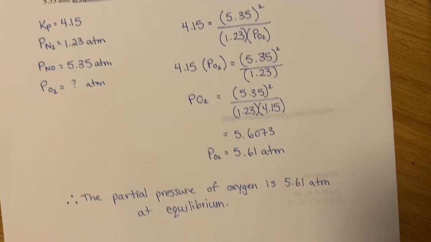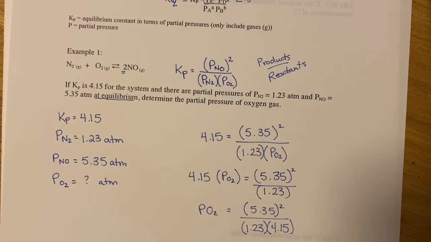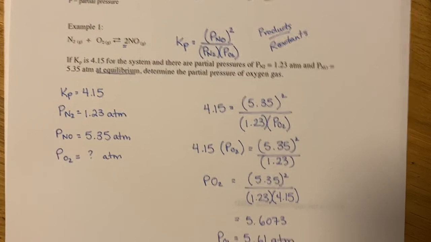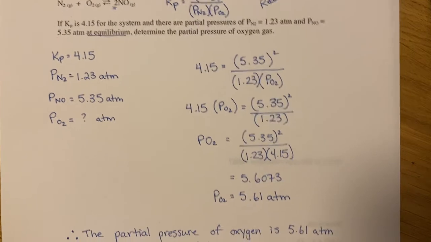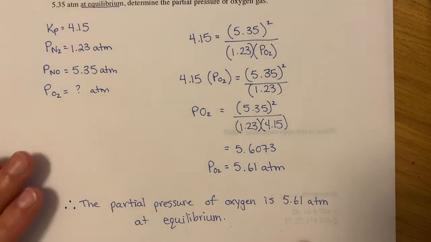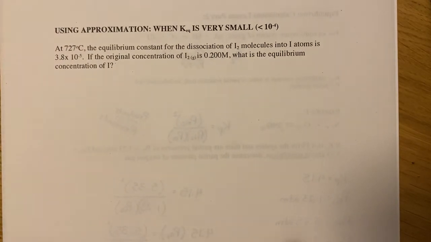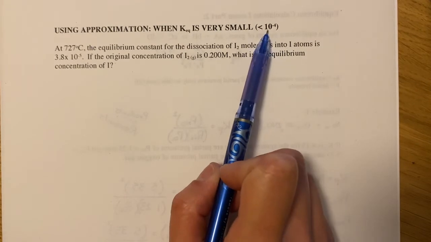Okay, so these types of questions work the same as the ones with concentration in solutions. They're just gases, and we use partial pressure instead of concentration. There's one final type of these equilibrium calculations that we're going to go over, and that is looking at what happens when the KEQ value is really, really small.